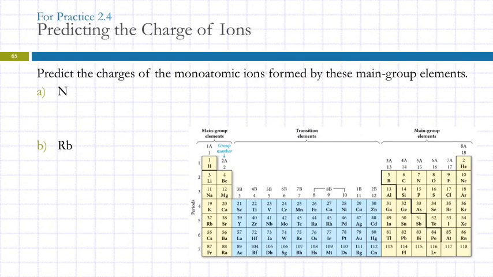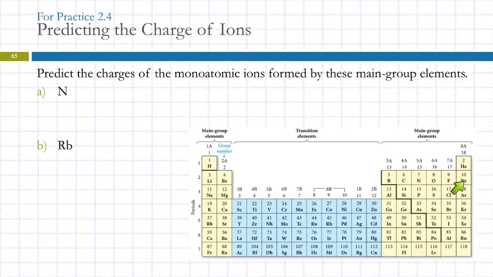So we should be able to do a question like this. Predict the charges of the monoatomic ions formed by these main group elements. So nitrogen. We find nitrogen on the periodic table. Nonmetals form negative ions. Nonmetals, negative. So how many electrons is nitrogen going to gain to get to be neon? It needs to gain 3 electrons. So it's going to have a 3 minus charge.